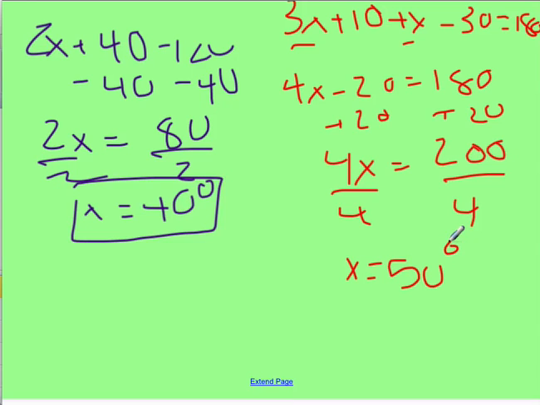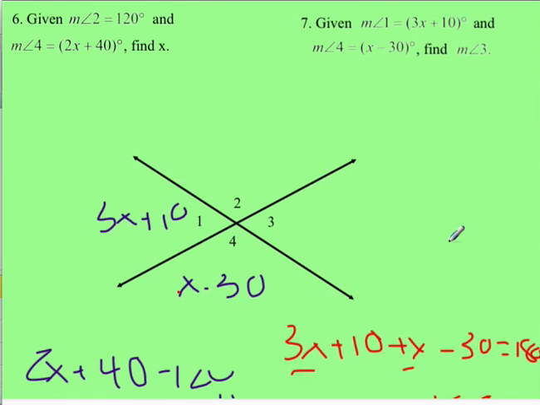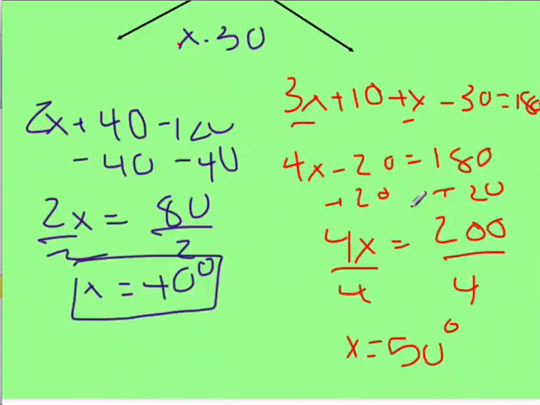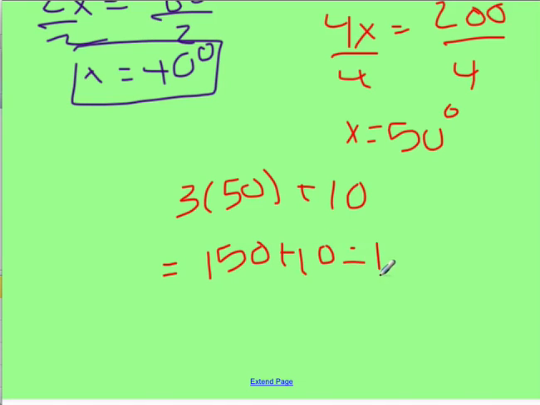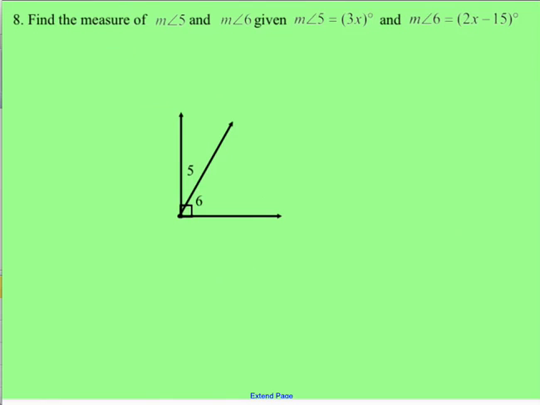Well, how does this help me? I need to know what angle 3 is. Notice that angle 1 and angle 3 are in fact vertical angles, which means that angle 3 is also 3x plus 10. Conveniently, I already know what x is, so I have 3 times 50 plus 10. 3 times 50 is 150, plus 10 is going to give me 160 degrees, and that's the measure of angle 3 and angle 1.